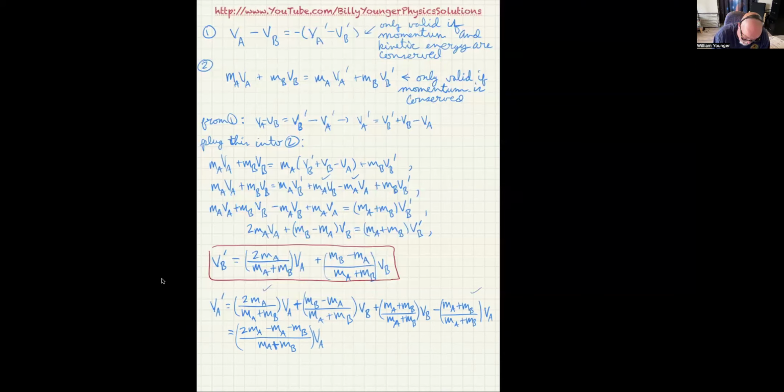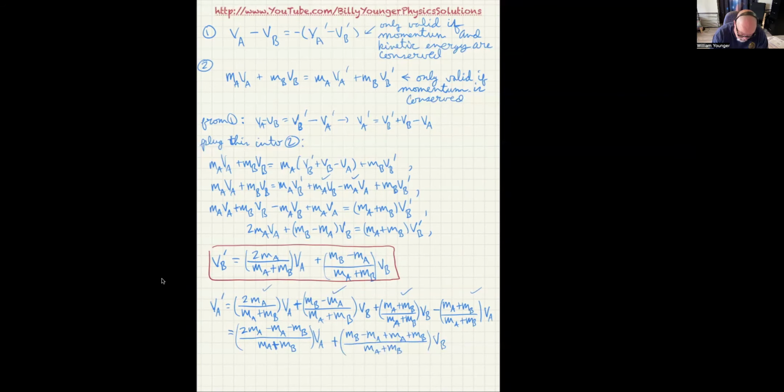Now I've got to account for the VB terms. To account for the VB terms, I'm just going to put a plus, and then I'm going to write MB minus MA. That takes care of the first term. And then there's a plus in front of the second term in VB, so we don't have to really distribute anything but a plus 1. So this is going to be plus MA and then plus MB. And then, of course, the denominator is still MA plus MB. And then we have all that times VB, and now we've taken care of this term and this term.